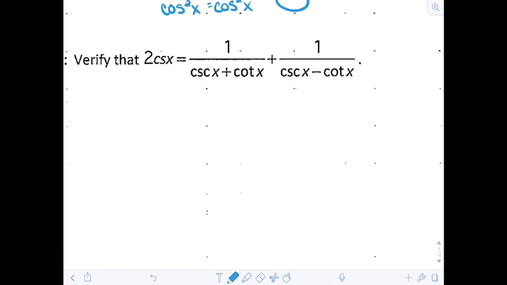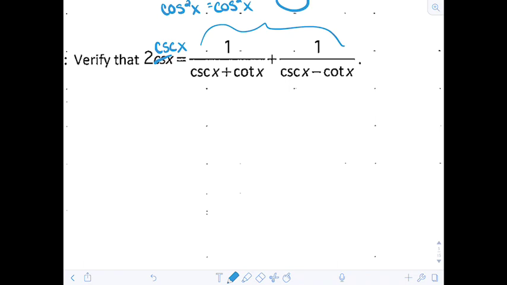This is a true statement. 2 times the cosecant of x is equal to 1 over cosecant x plus cotangent x plus 1 over cosecant x minus cotangent of x. So I would definitely say that the right side is more complicated. So we are going to start to manipulate the right side so that at the end we get it equal to 2 times the cosecant of x.